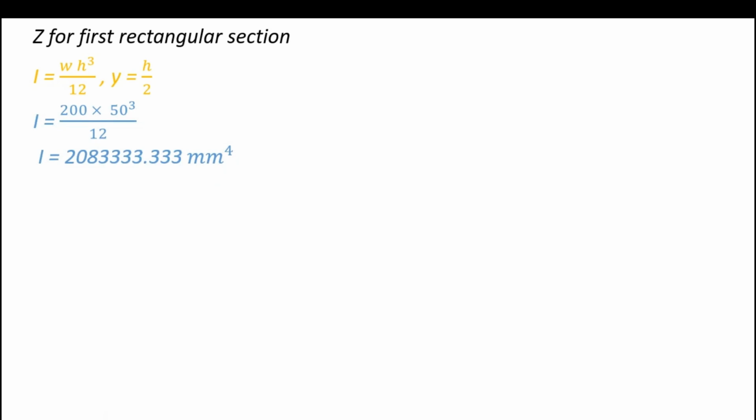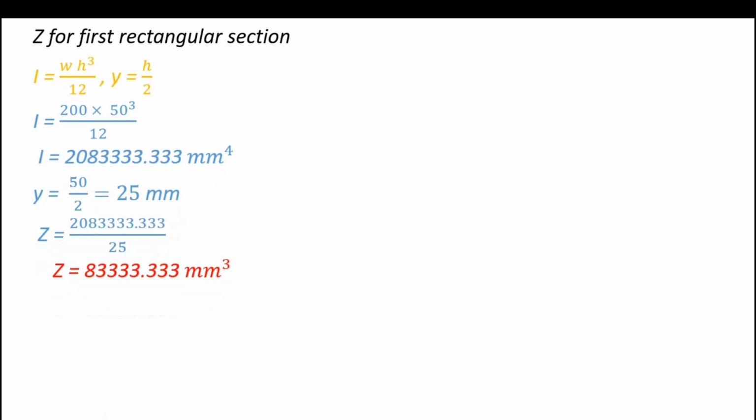Now if you go ahead and plug in all your values from the diagram, you're going to get your I to be 208,333,333.333 mm to the power of 4. And then your Y is going to be 25 mm. Since section modulus is the ratio of these two values, you get your Z to be 83,333.333 mm to the power of 3.